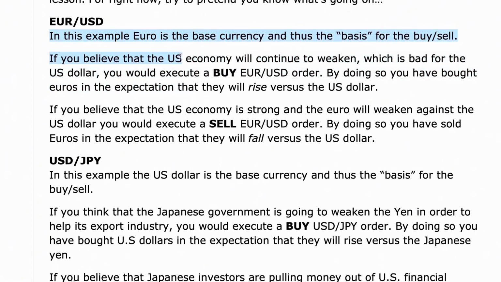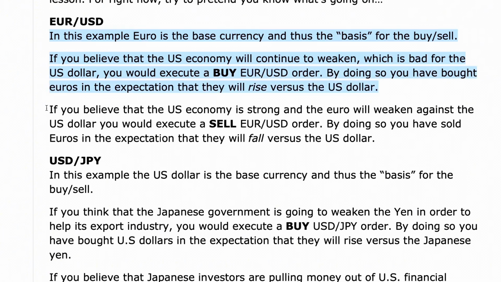If you believe that the US economy will continue to weaken, which is bad for the US dollar, you would execute a buy EURUSD order. We are basing this off fundamental analysis, you see. If you think the US economy will continue to weaken, obviously you're going to be buying EURUSD. By doing so, you have bought euros in expectation of a rise versus the dollar.